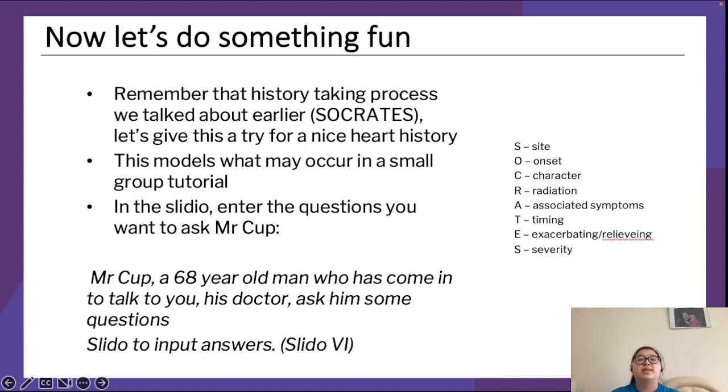Associated symptoms. I feel a bit dizzy. I feel a bit sweaty. I feel a bit puffy. That's how I feel right now. And I feel also a bit faint. So I don't really know what's going on.